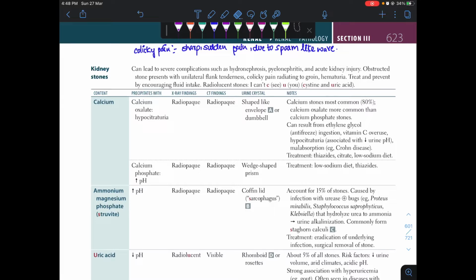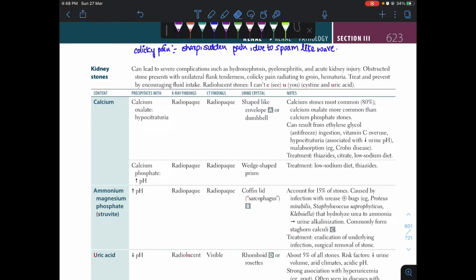Today let's study kidney stones. There are four types of kidney stones: calcium, struvite, uric acid, and the cystine stones. If kidney stones are not treated, they lead to hydronephrosis, pyelonephritis, and acute kidney injury.